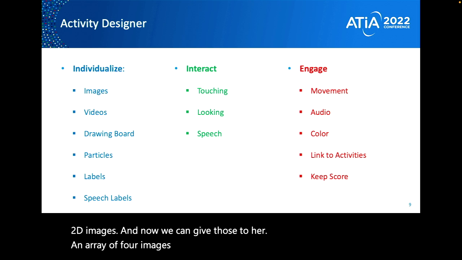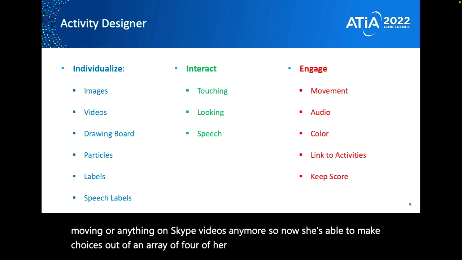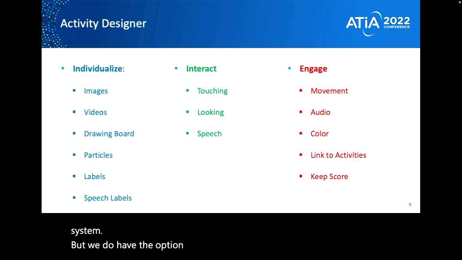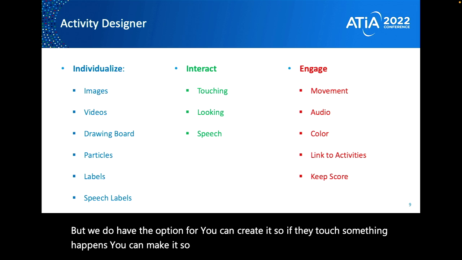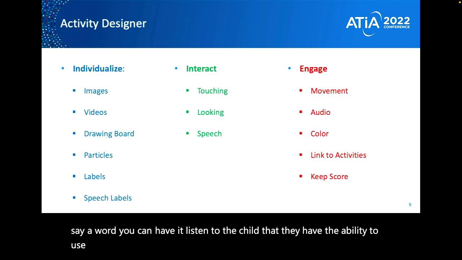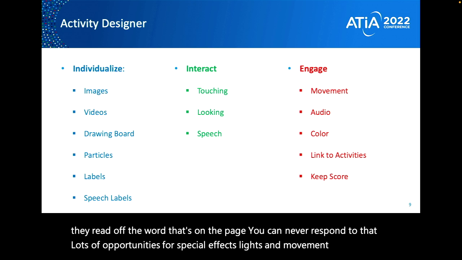They're stills, they don't have to be moving or anything. We don't have to have videos anymore. So now she's able to make choices out of an array of 4 of her preferred toys using the system. But we do have the option to create it so that if they touch something, something happens. You can make it so if they look at something, it happens. If they say a word, you can have it listen to the child if they have the ability to use speech. For older kids who are maybe reading, if they read off the word that's on the page, you could have it respond to that. There are lots of opportunities for special effects like lights and movement. So it's really easy to add things in.